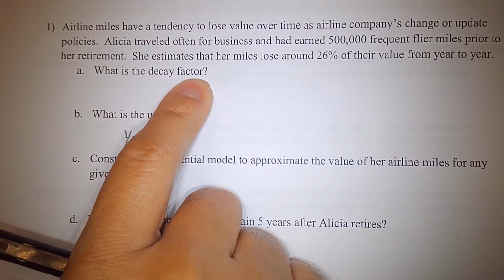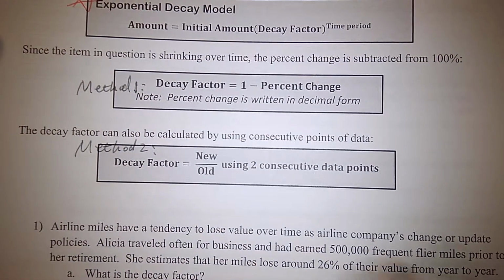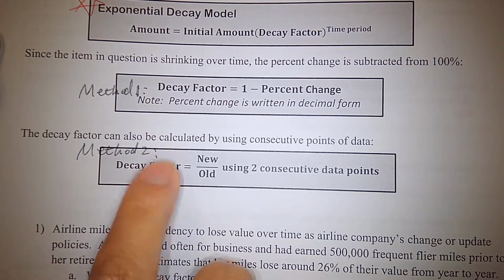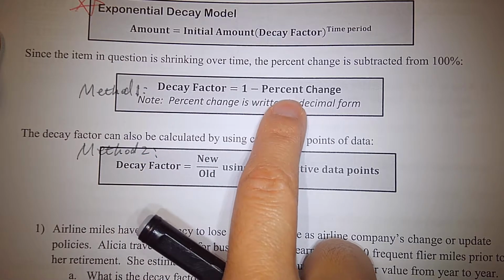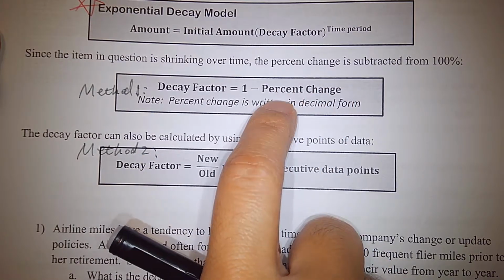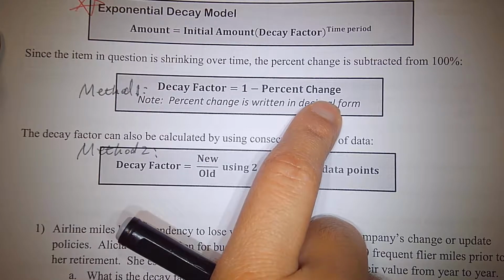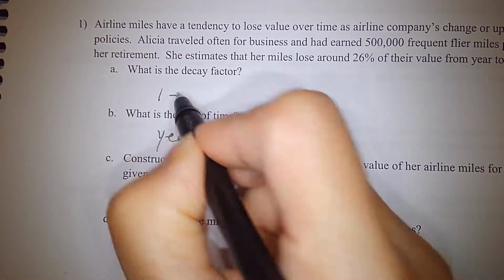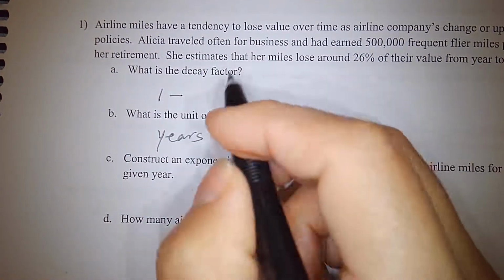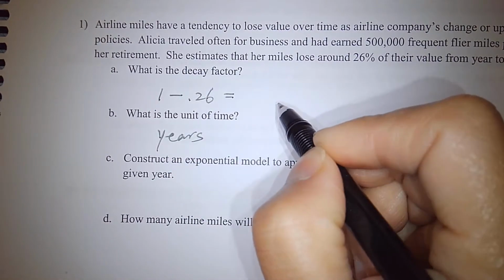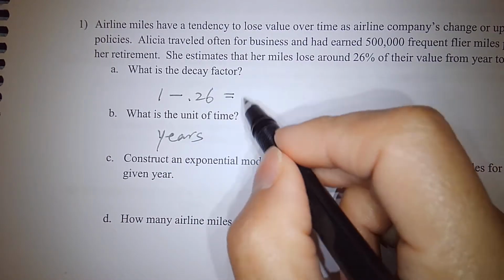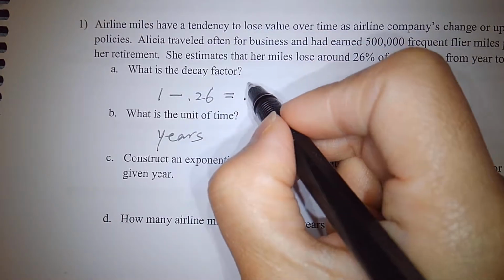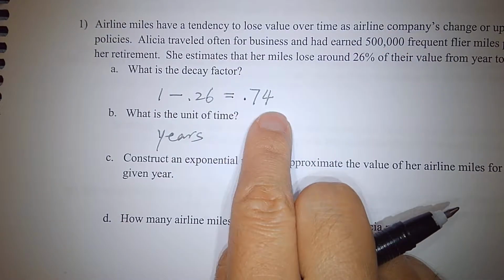What is the decay factor? How do you find a decay factor? There are two methods. In this question, which method can we use? The first one, because it told us the percentage change is 26% less. So the decay factor should be 1 minus 26% in decimal, 0.26. What do we get for our decay factor? 0.74. See? This number is less than 1.